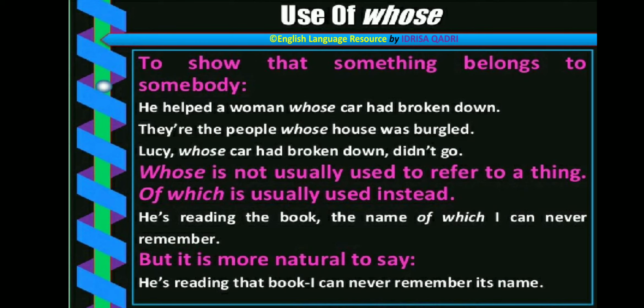Use of whose to show that something belongs to somebody, that is, the possession. Whose is not usually used to refer to a thing, of which is usually used instead. But it is more natural to say, he is reading the book, I can never remember its name, instead of, he is reading the book, the name of which I can never remember.